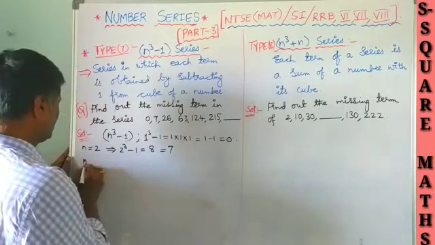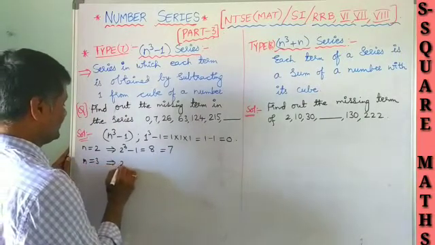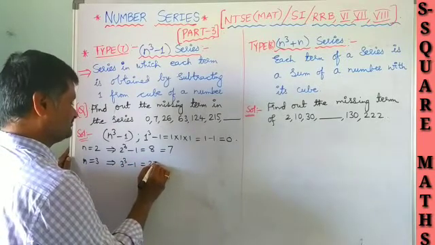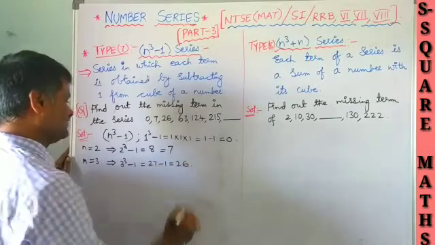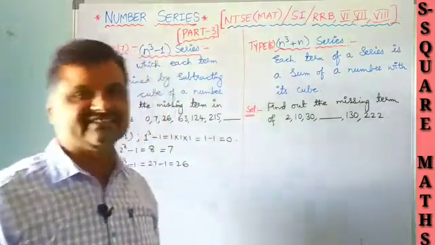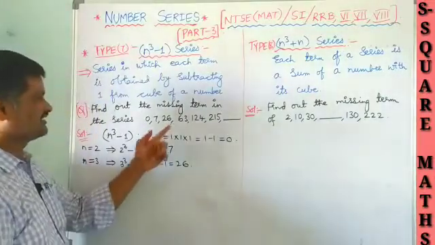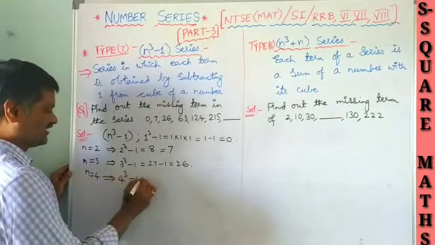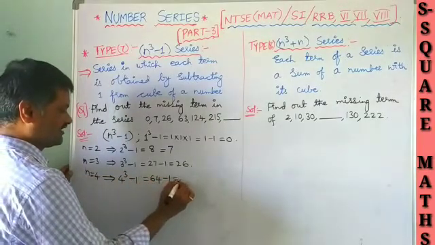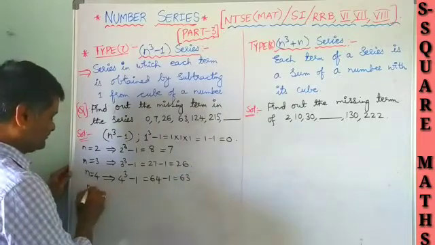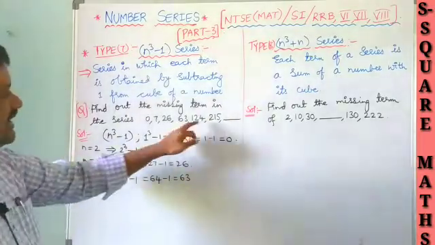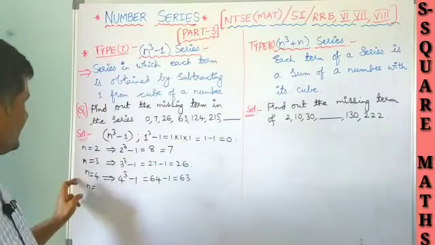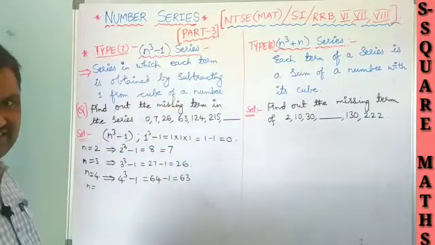Next, n is equal to 3. So 3 cube minus 1: 3 into 3 into 3, 3 threes are 9, 9 threes are 27, minus 1 is 26, we got. Next, n is equal to 4 gives you 4 cube minus 1, nothing but 64 minus 1 is 63, we got the next term. Then n is equal to 5 and n is equal to 6 we also check. Sometimes you may not get it, so don't go hurriedly for n is equal to 7 or 8 itself.